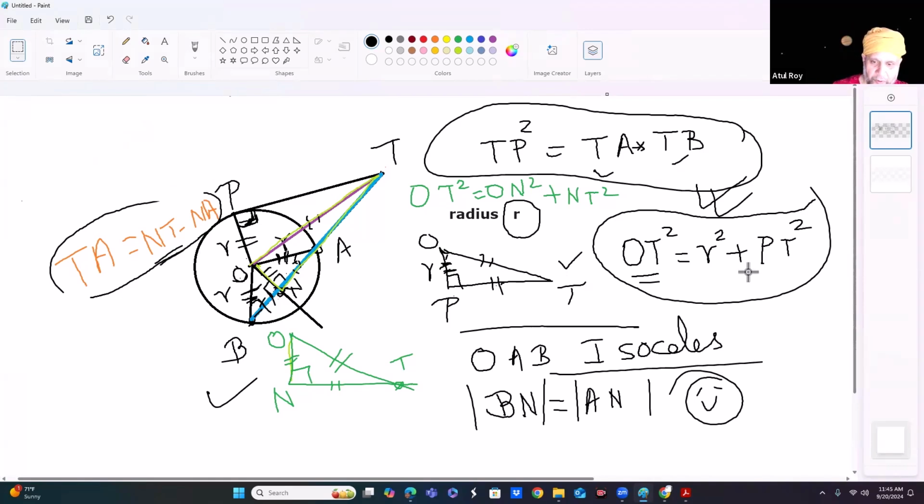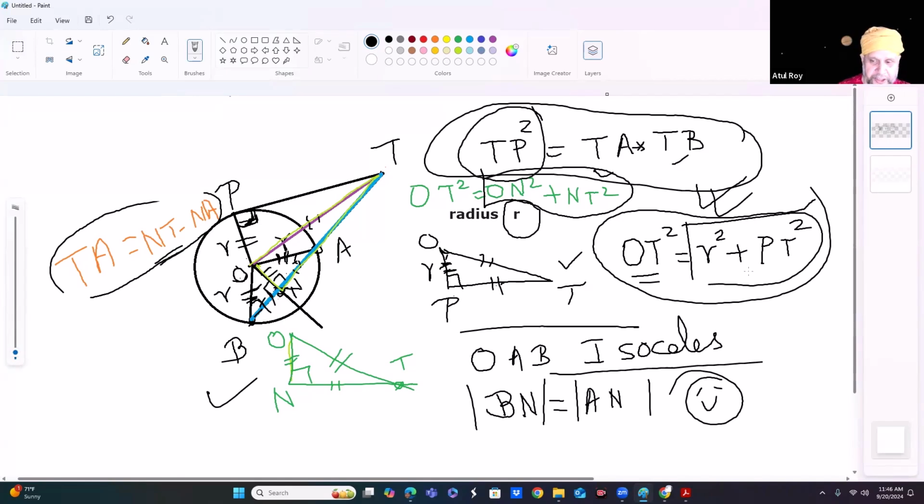So what do we notice by the black equation? That OT square is how much? OT square is this quantity, right? And from the green equation, what do I notice? That OT square equals this quantity, right? So remember this, we have to talk about TP square or PT square.